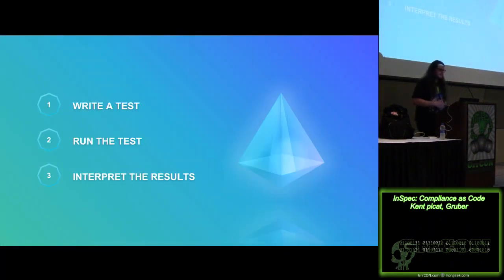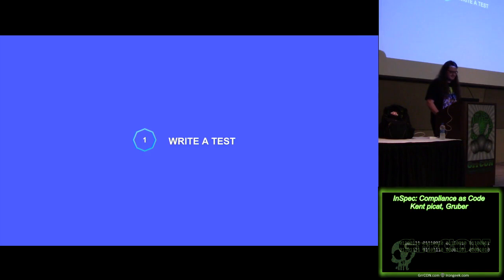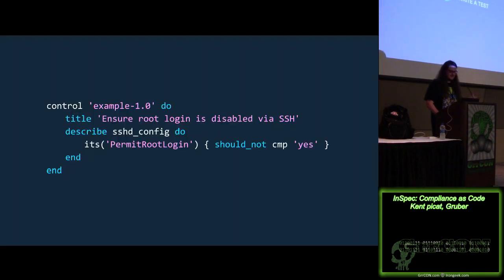With InSpec, it's a relatively simple process to get started with. You write a test, run the test, and then you interpret the results. You can go a little further with that, but let's start with it. So we're writing a test. This could be a very, very simple example test. It's a control called example-1.0, because maybe there can be some more examples, who knows. And then we have a title: ensure root logon is disabled via SSH. This is just saying what this control is doing, what we're about to describe.